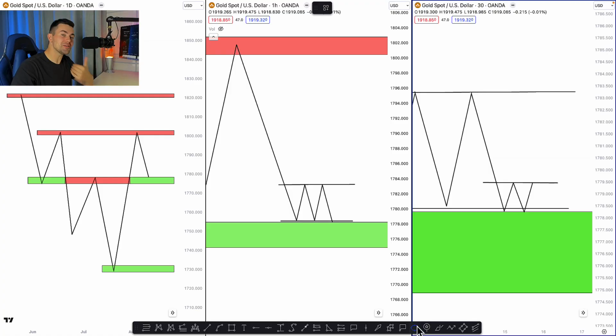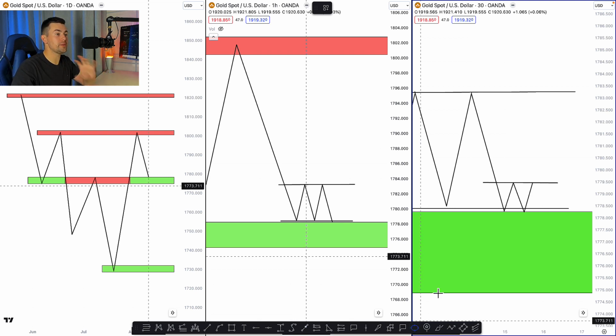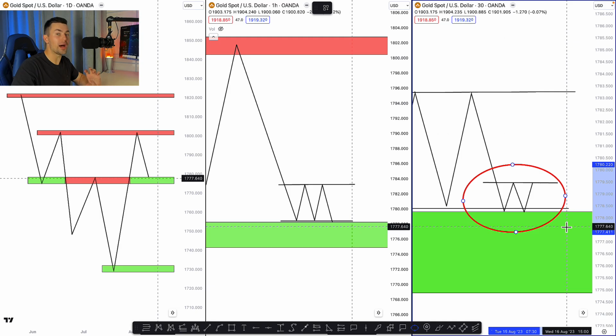Step number 3. The market should form a double bottom pattern on 30 minutes time frame on the support of the range. Analyzing the reaction of the price to the support of the range on 30 minutes time frame, you should look for a double bottom pattern.